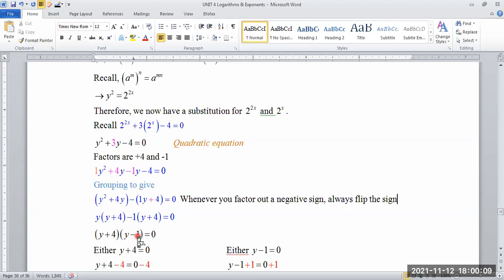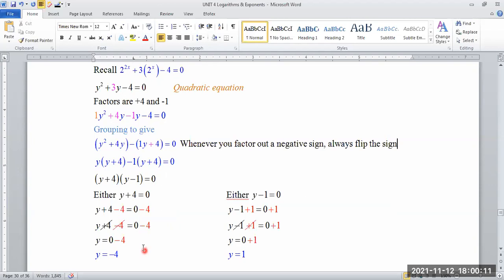So I'm now going to be saying either y plus 4 equals 0, or y minus 1 equals 0. And if y plus 4 equals 0, look at what I'm doing. I'm subtracting 4 from both sides. I don't want to hear anybody say, so we carry the positive 4 over the equal sign to become negative 4. Teacher, sir, y equals negative 4. No, that's not what we do.